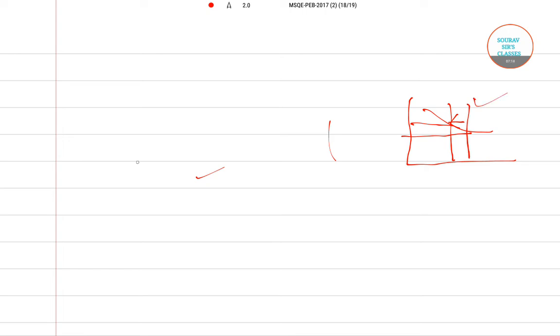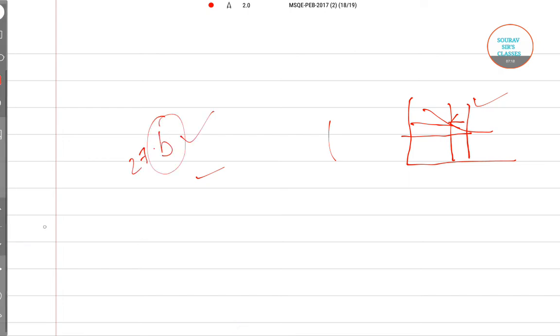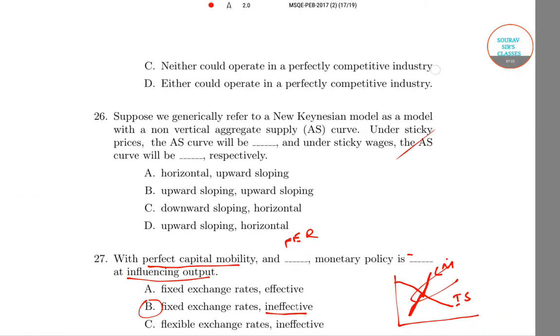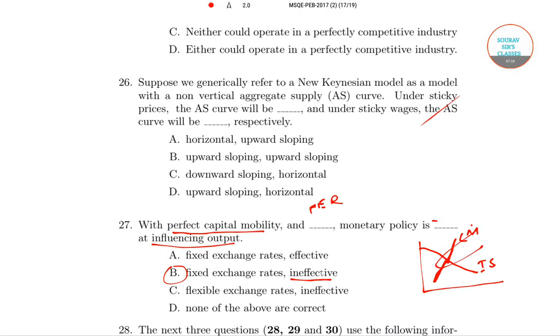So we would conclude for question number 27, option B is the right answer. Again it gets back to its level, so the E remains constant at this level. So for question number 27, option B is the right answer.